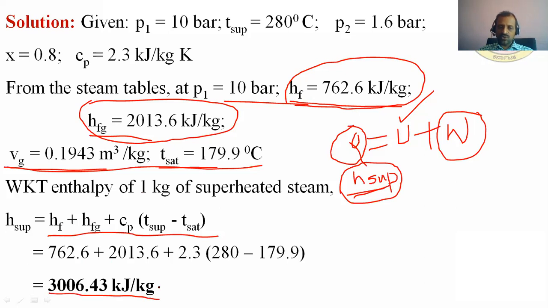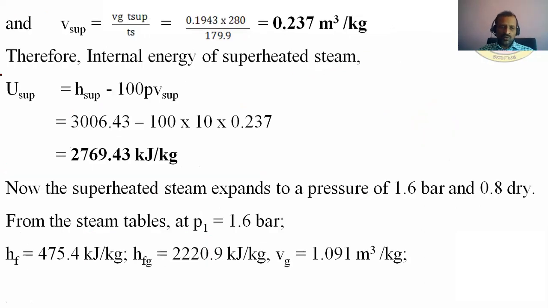3006.43 kilojoules per kg. This is the enthalpy of superheated steam. Then again you go to the U sup. To find U sup, what you need is V sup, the specific volume of superheated steam. You need to find this. To find that, this is the formula, so by using Charles law you have to find this.